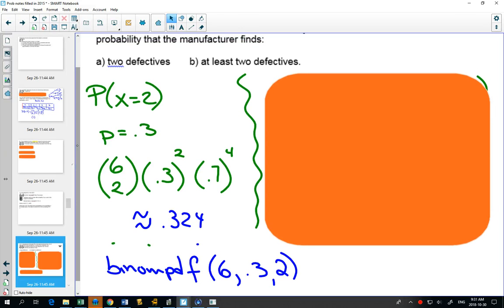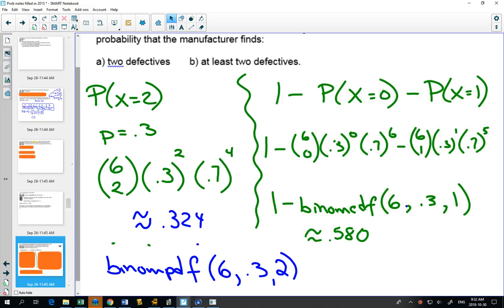In part B, if you want to know the chances that at least 2 of them are defective, the long way is to figure out the probability x is 2, then x is 3, then x is 4, then x is 5, then x is 6. Do all of those separately and add them up. Or you could do the opposite: figure out the probability that there are no defective ones, or only 1 defective one, and subtract that from 1. It will also give me the result.